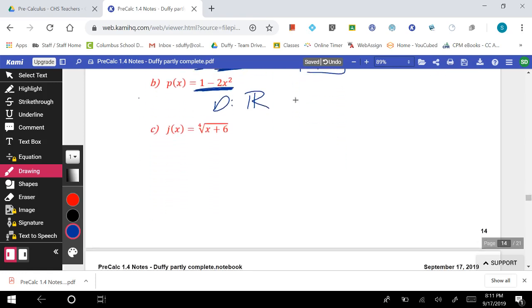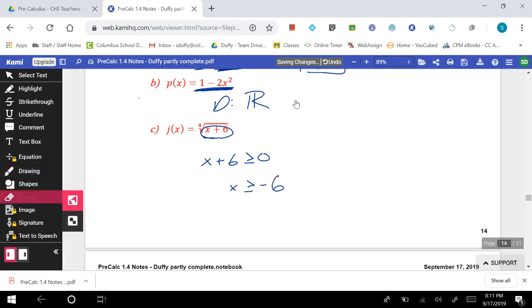And lastly, since this is an even root, meaning the root is 4, it's an even number, we can't take the even root of a negative number. So what's underneath has to be equal to 0 or greater than 0. Solve that. You get x is greater than or equal to negative 6.